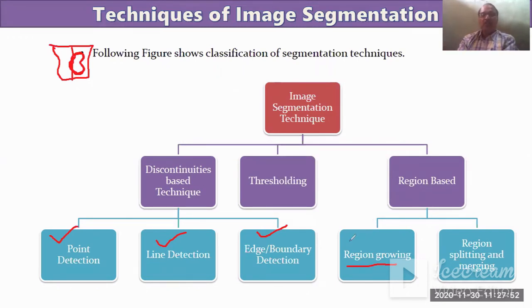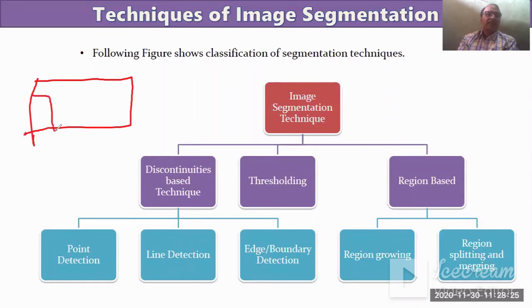So region growing and region splitting technique. So basically image segmentation will be divided into two basic parts, but in some books there will be three parts. One is discontinuity based, second will be similarity based, that is region based, and another is thresholding based. In discontinuity based there will be point detection, line detection, and edge detection or boundary detection, whereas in similarity based or region based, region growing and region splitting. So region growing means, suppose this is our image. Okay, and say this will be a part of the image, for example.